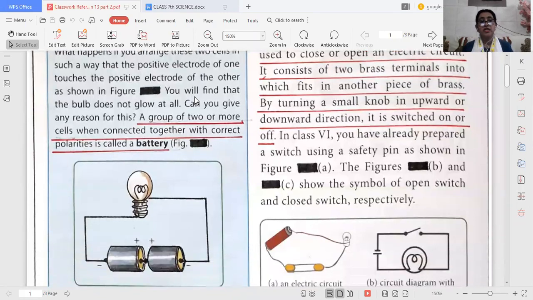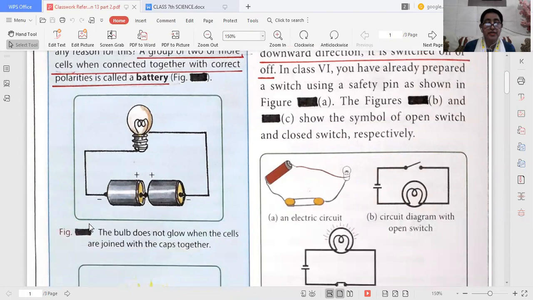Now what is a battery? A group of two or more cells, when connected together with correct polarity, is called a battery. A group of two or more cells, you can see here also, when they are connected together with correct polarity, that is called a battery.